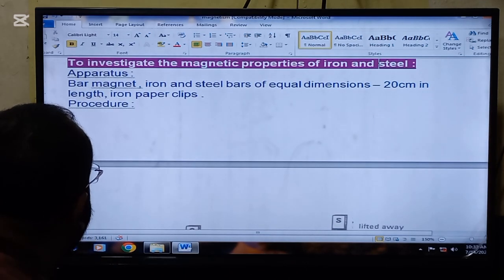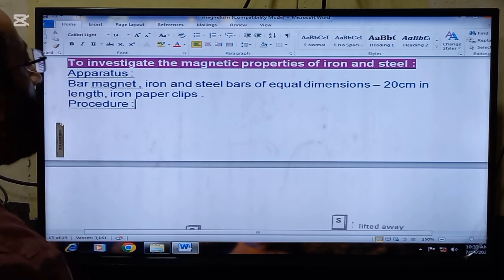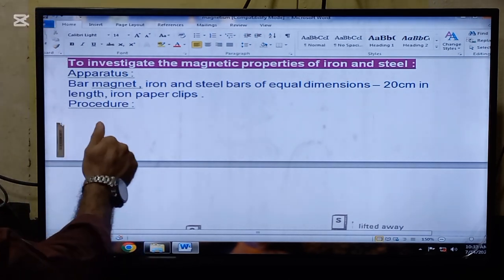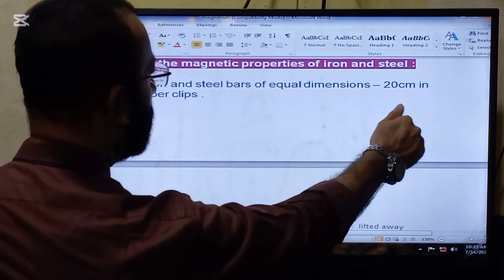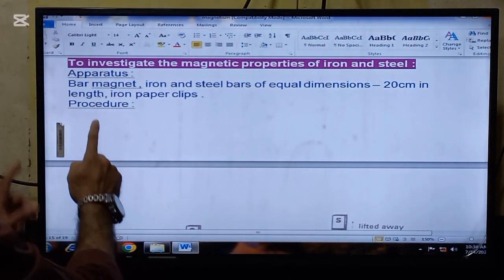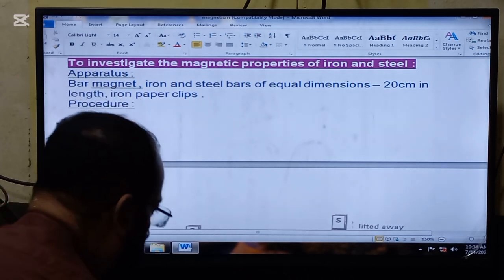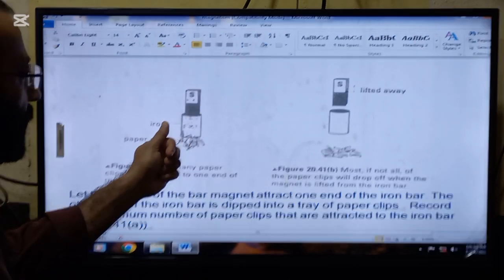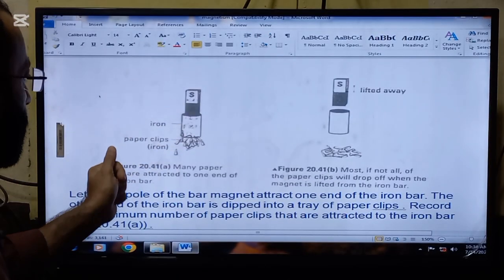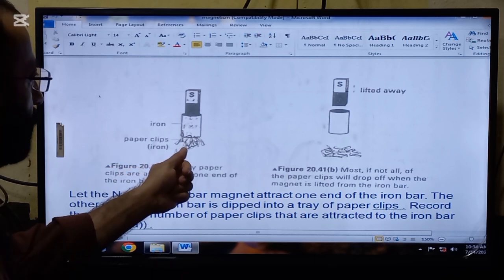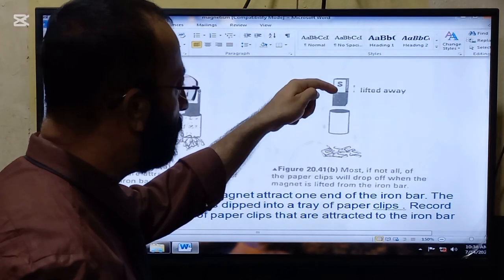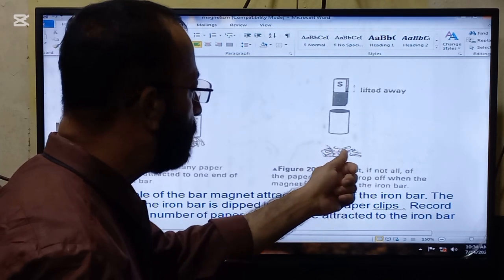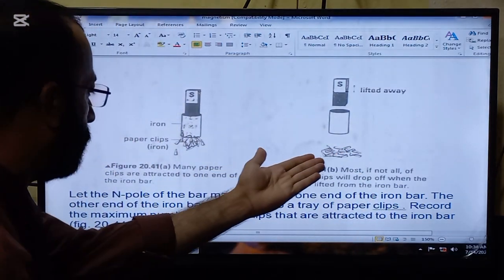Next that we are going to read is to investigate the magnetic property of iron and steel. The apparatus used in this process will be a bar magnet, iron and steel bars of equal dimensions, 20 centimeters in length, and iron paper clips. Procedure. So this is actually related to your paper number 4. When iron is made a magnet with the help of the permanent magnet, it will attract a lot of paper clips, but when the permanent magnet is kept away from the iron magnet, the magnetism will be finished and almost all these paper clips will be dropped.